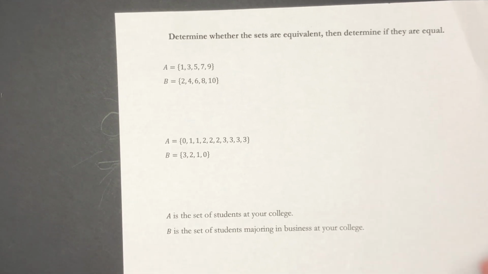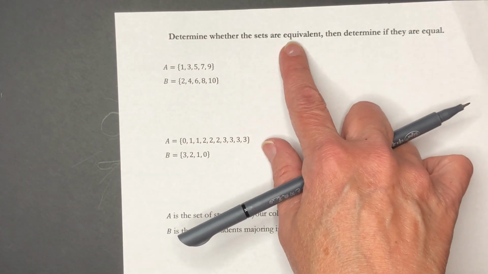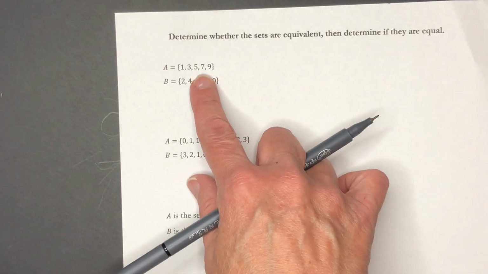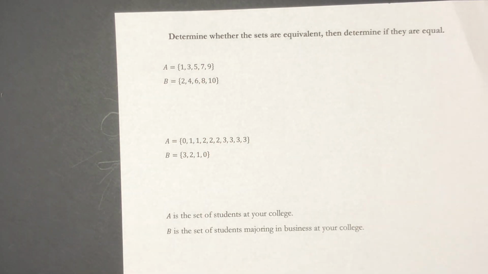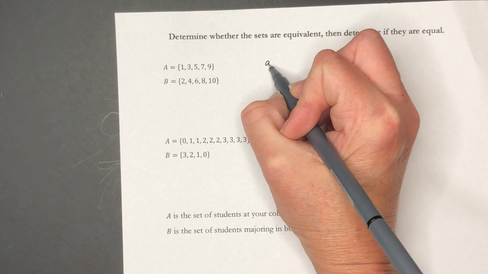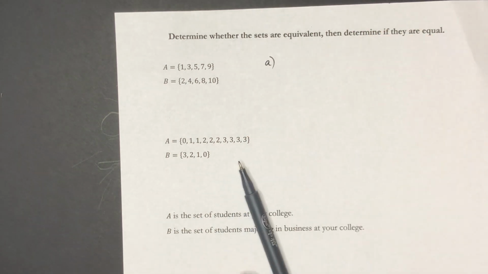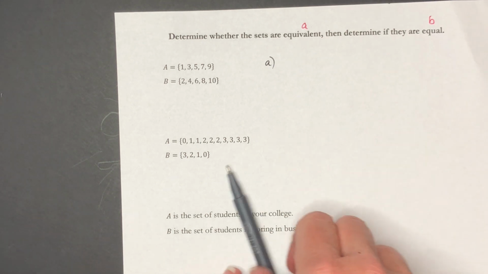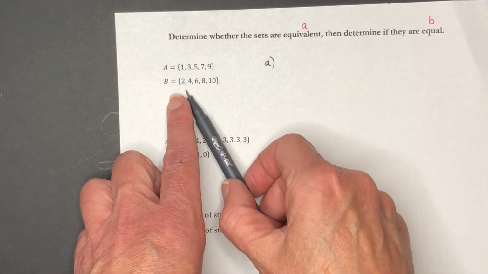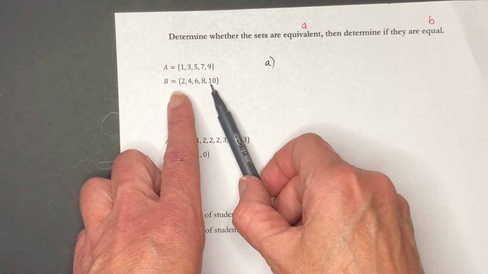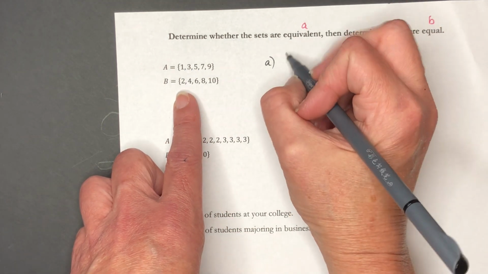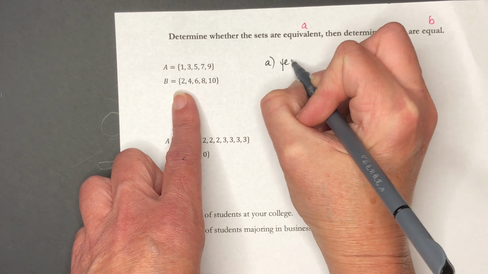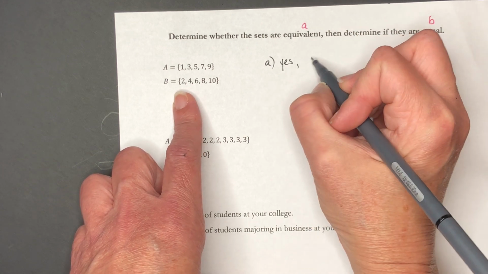Last bit here. We're supposed to determine whether these sets are equivalent and then determine whether they are equal. Remember, equivalent means they have the same number of elements. Equal means they have to be exactly the same. So for part A here, are these equivalent? I'll go ahead and label these. That's part A, and let's call this part B. Part A, are they equivalent? Do they have the same number of elements? This has 5, this has 5, so yes, they are equivalent.